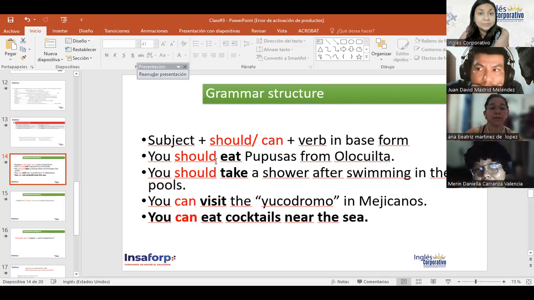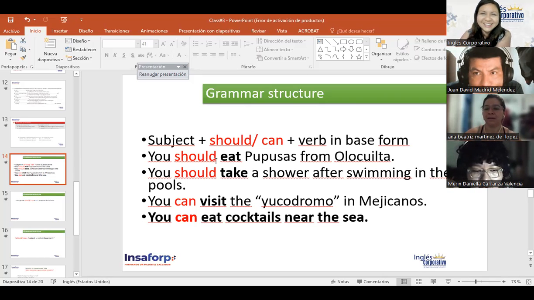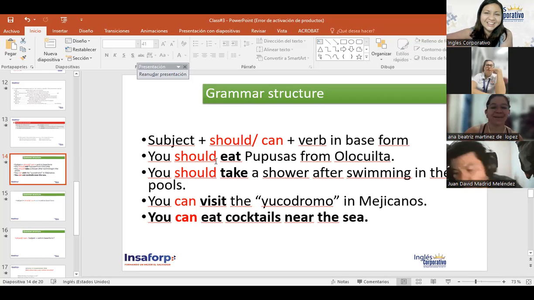Can I say, for example, you can lend me your shoes? In that case, it's like asking for permission. Can you lend me your shoes? For help: can you help me with this homework? Or asking for permission: can I go to the bathroom? I think so, I understand.